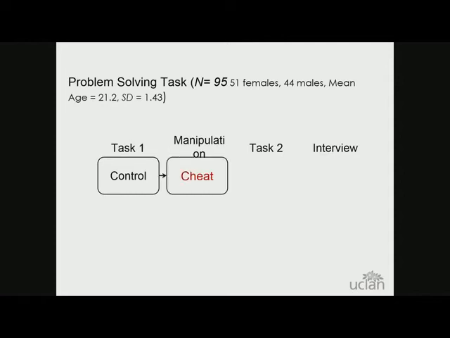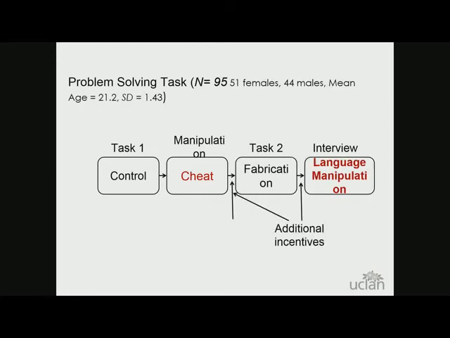So the second problem-solving task was very difficult, if not impossible, to solve. And the role of the Confederate was to try and encourage the participant to cheat during this task, which meant that then in the second task, they had to fabricate how they'd solved it. So they had to lie about how they'd managed to solve the task. And of course, we had some additional incentives. So participants were told that if they solved the tasks within a certain time period, they would get more money.